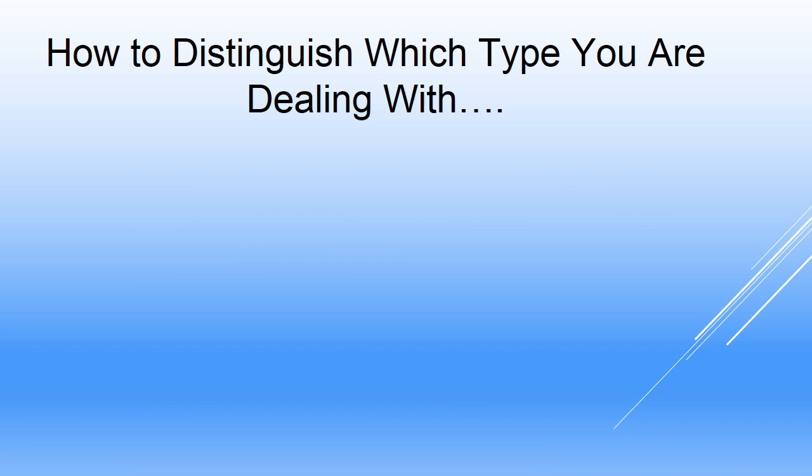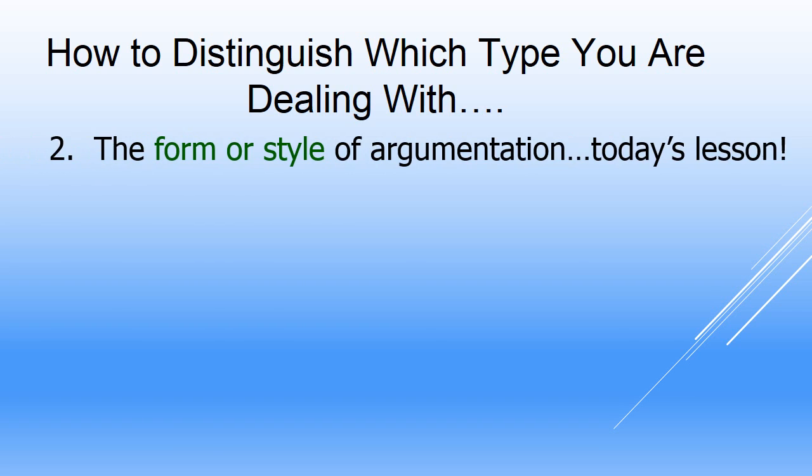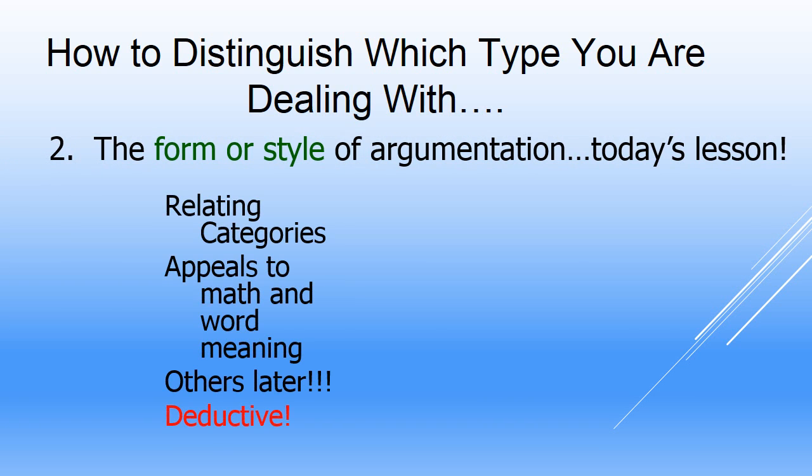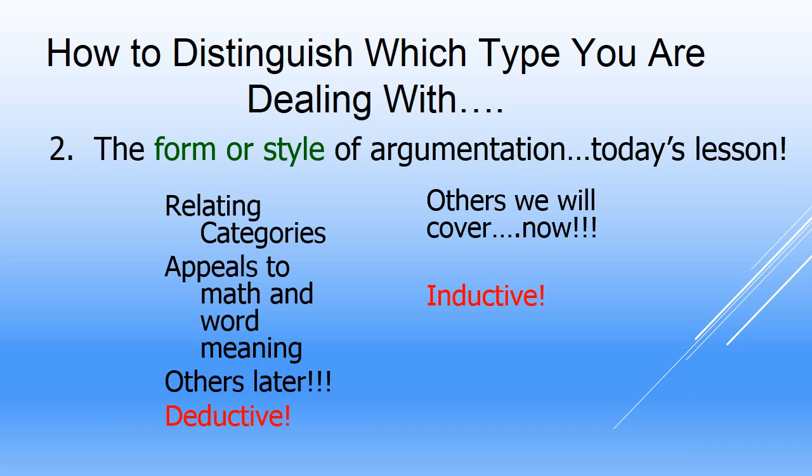Now, returning to our original topic, how do we distinguish whether we're dealing with an inductive or deductive argument? A second way is to look at the general form or style of argumentation. When people are relating categories to one another, like Socrates and Woody Allen a second ago, or if they're just appealing to math or word meanings or semantics and other forms we'll discover later, they're always doing deductions. By way of contrast, there are certain forms of argument that we'll cover right now that are always going to be inductive attempts at inference.